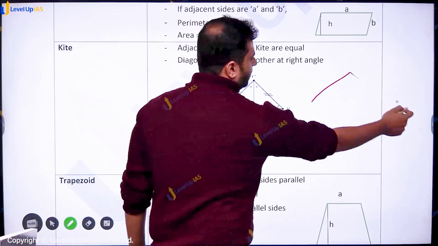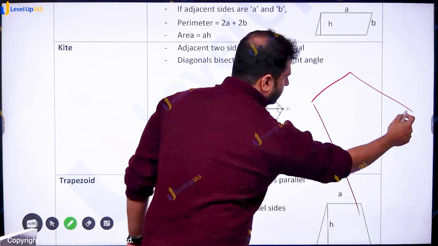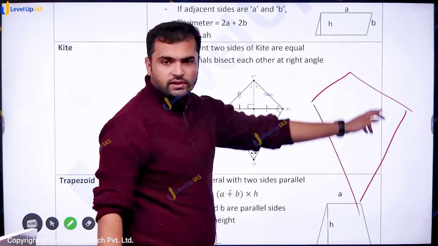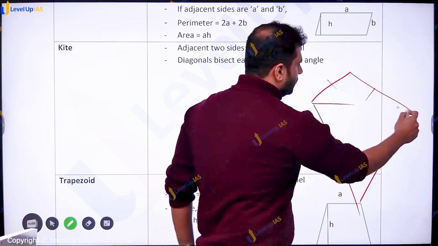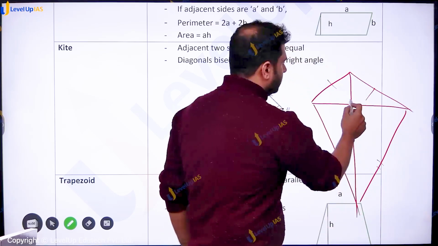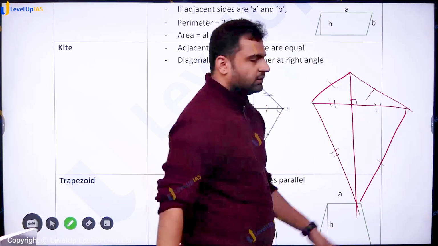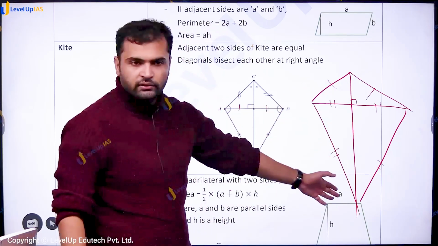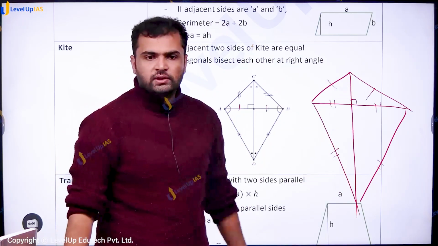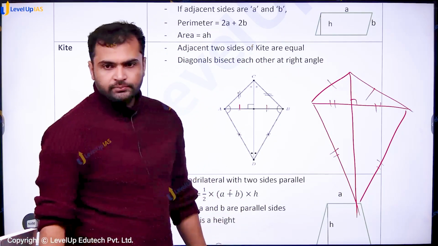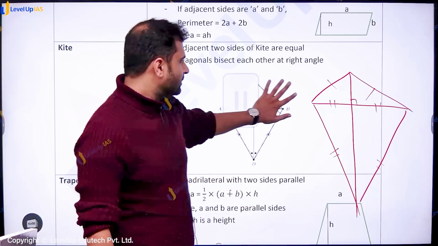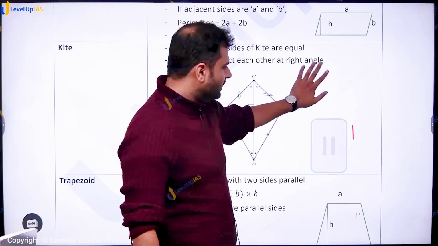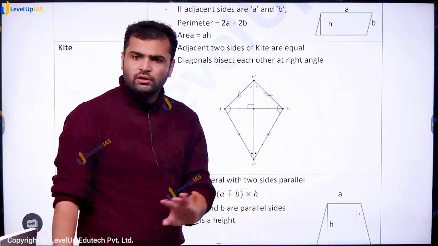If we have something like this, these two sides are equal. These two sides are equal. This is the smaller diagonal. This is the longer diagonal. This smaller diagonal is bisected, not the longer one. Clearly, दिख भी रहा है. The longer one clearly will not be bisected, right? For the kite, only one property is important, nothing else.